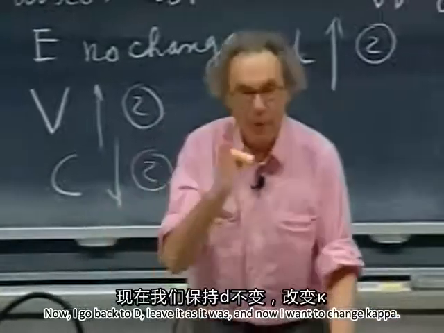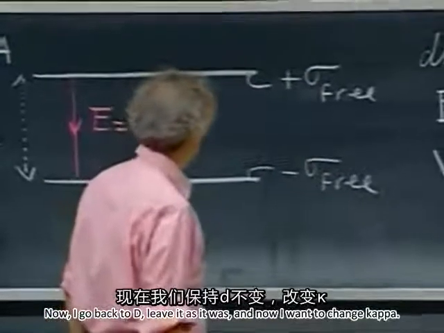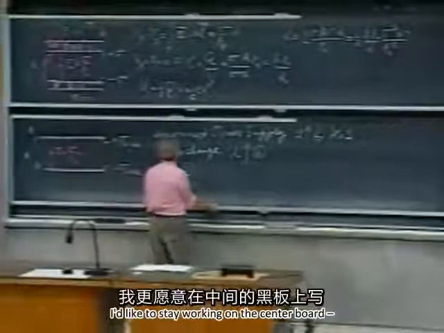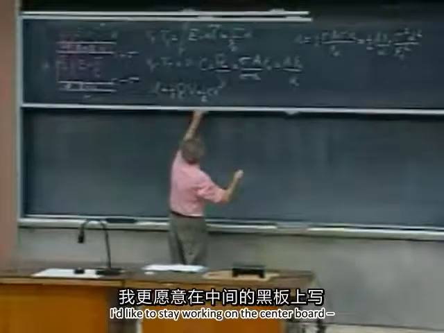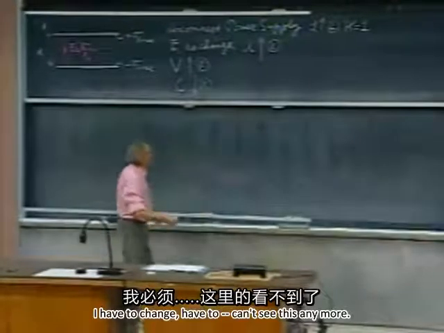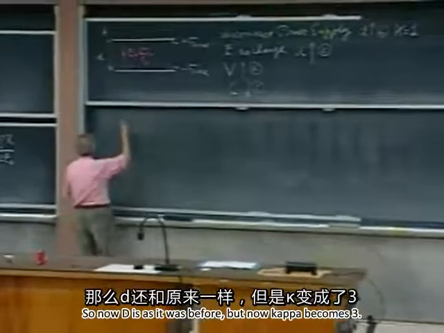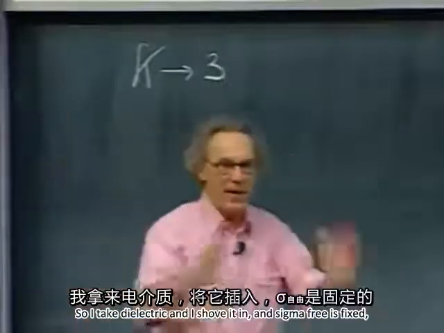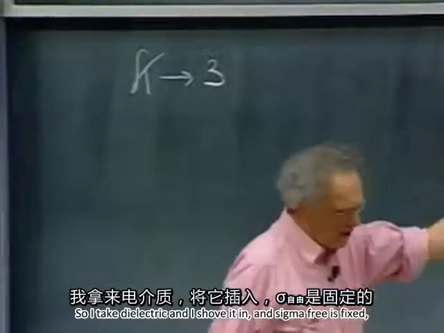Now I go back to D, leave it as it was, and now I want to change kappa. I'm going to move in a dielectric. I'd like to stay working on the center board. So now D is as it was before, but now kappa becomes 3. So I take the dielectric and I shove it in, and sigma free is fixed.